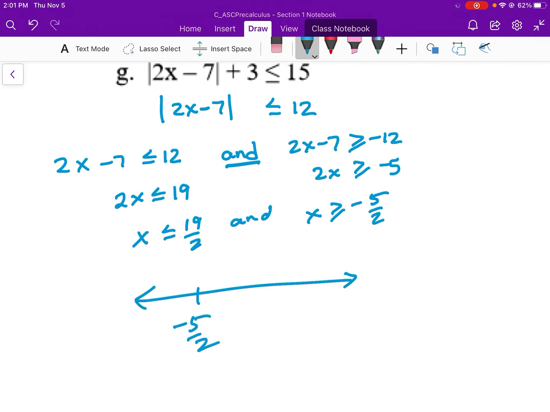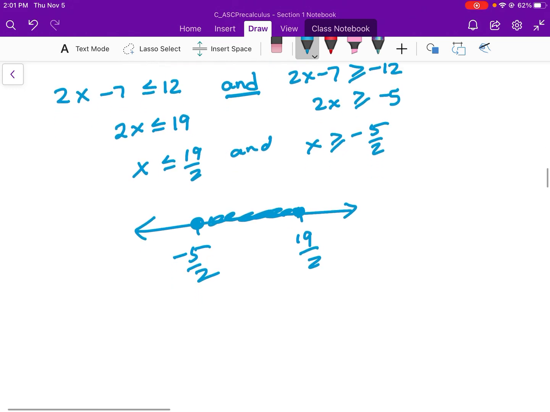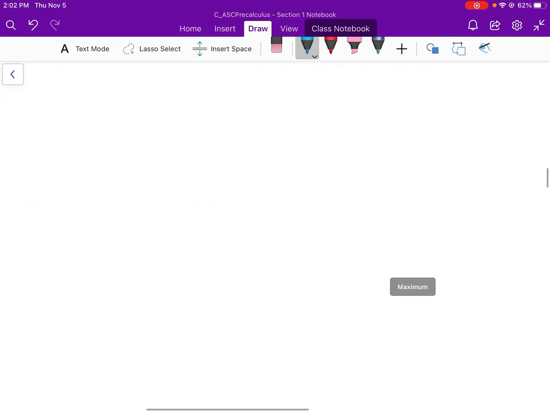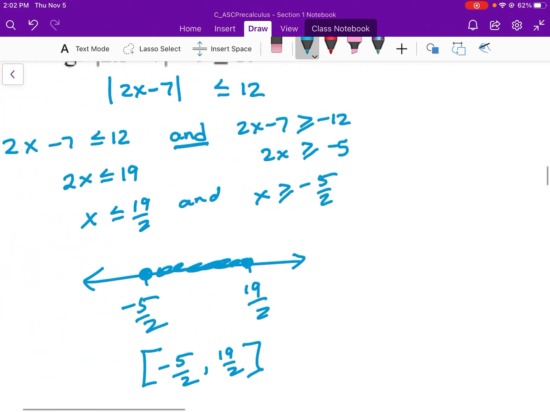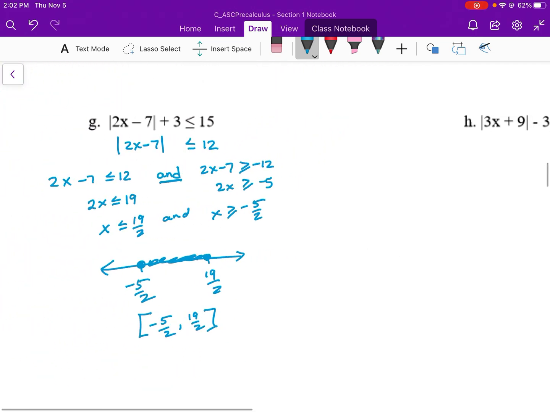-5 halves is to the left, 19 over 2 is to the right, so they would be closed circles and everything in between. This is the and statement, and those are easy to write in interval form. The square bracket, -5 halves, comma, 19 over 2, square bracket. So those are pretty easy. I didn't even give you a second to look at that. Don't forget, you can stop the video, take a picture or whatever you need to do, but don't be afraid to do that.